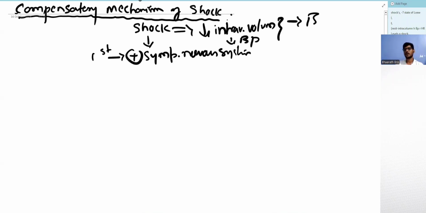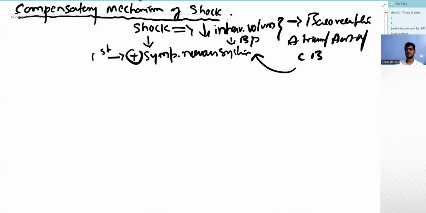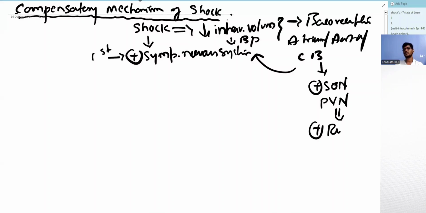This is sensed by the baroreceptors, which are present in the atrium itself, or in the aortic arch, or at the carotid body. So these sense that and they activate the sympathetic nervous system. Along with this, these also stimulate the supraoptic nucleus and the paraventricular nucleus. These are the nuclei in the brain which will stimulate the release of ADH, antidiuretic hormone, from the pituitary.